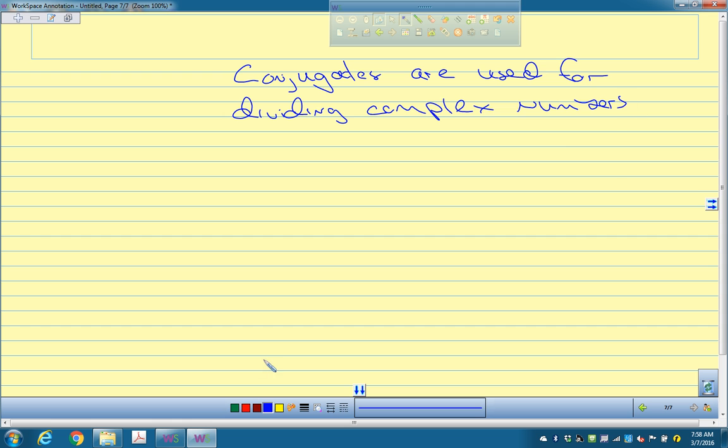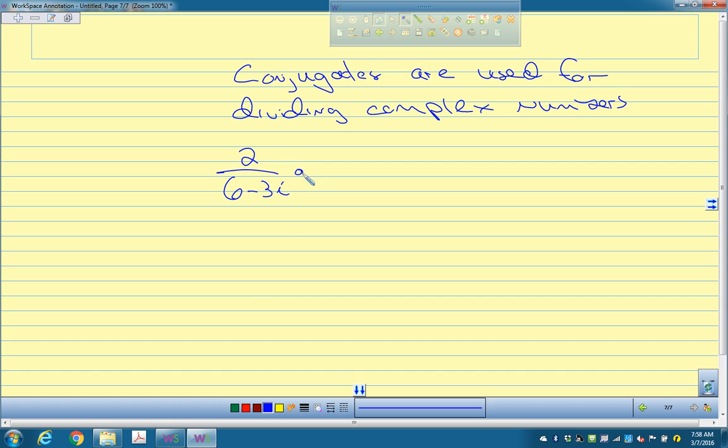Okay? For example, say I have 2 over 6 minus 3i. And I say divide this into this. Well, you don't really divide. You multiply by the complex conjugate.